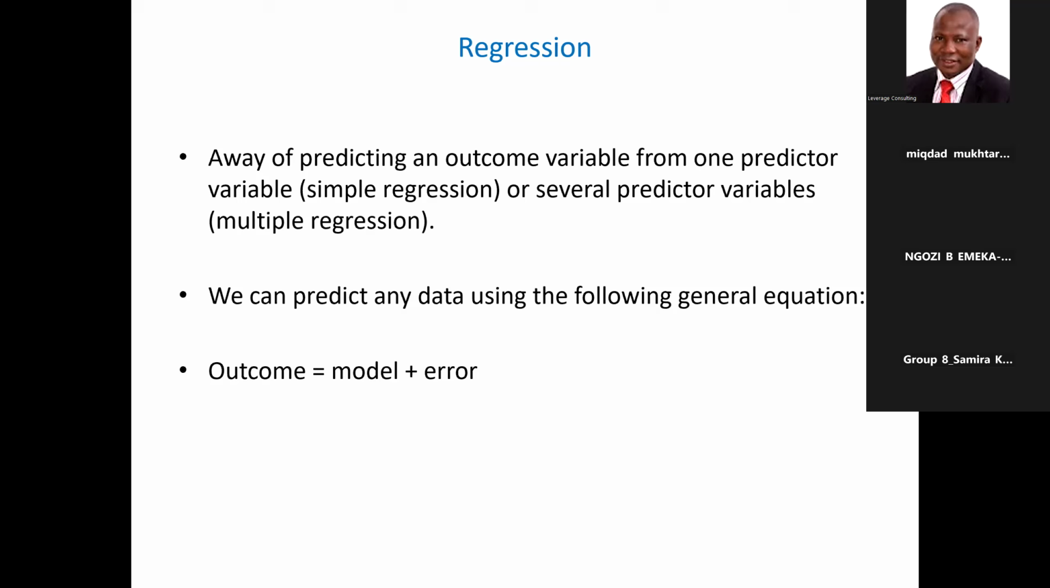When the exposures are many, it becomes multiple regression. If it's linear regression, multiple linear regression. If it is logistic regression, multiple logistic regression. Multiple regression, either multiple linear regression or multiple logistic regression, is referred to as multivariable analysis. So we can predict any data using the following general formula: outcome is equal to model plus error.